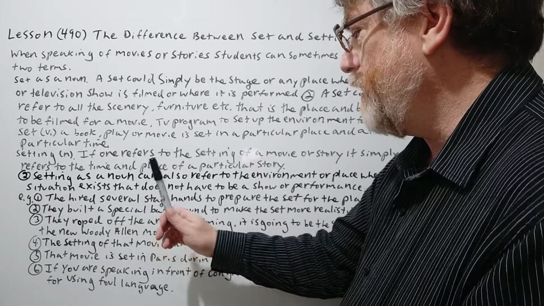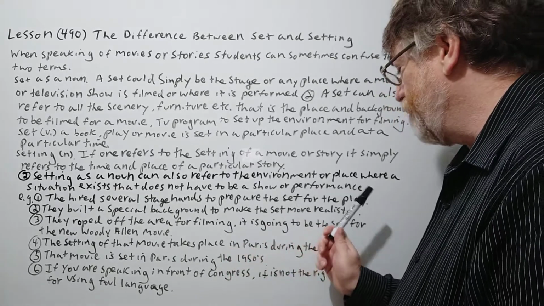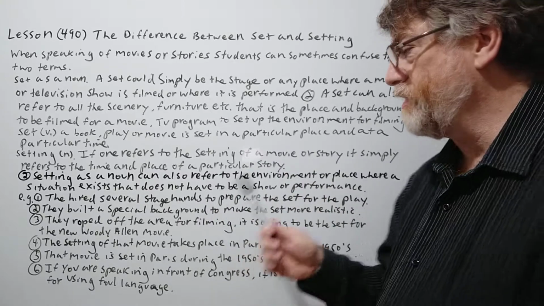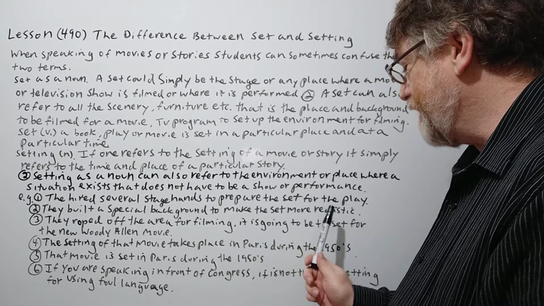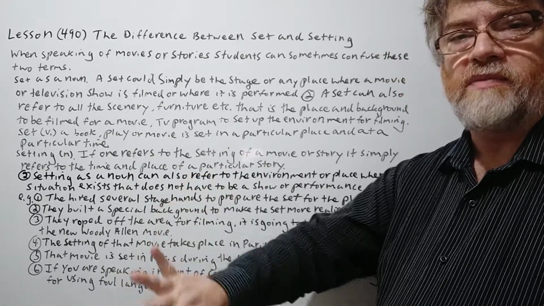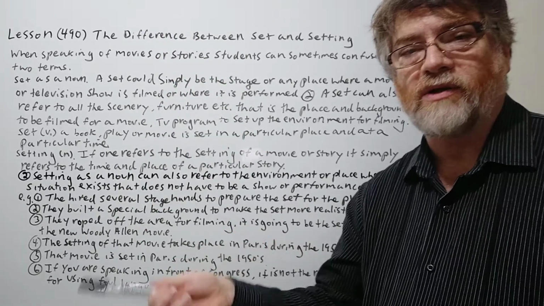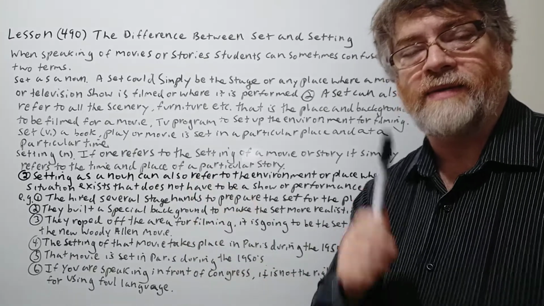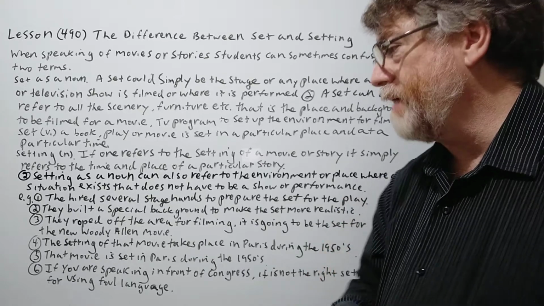Here's the first one. They hired several stagehands to prepare the set for the play. So this is probably like the stage. They're preparing it, so that's the set. Number 2: they built a special background to make the set more realistic. All right, so this would probably be the furniture, or maybe they built a wall in the back to make it look like a certain place, or a train, a river, I don't know, whatever they did. So they built something else there, and that is part of the set.